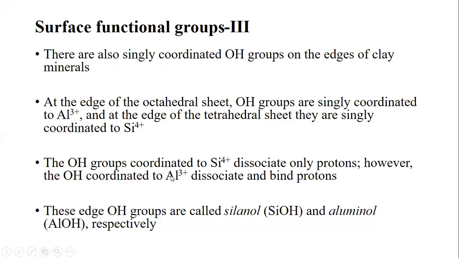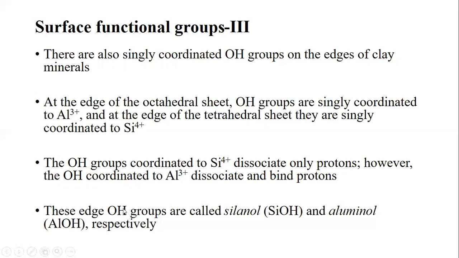The OH groups coordinated to silicon dissociate only protons. So they only give you protons. However, the OH coordinated to Al dissociate and bind protons. They take protons. Dissociate and bind, that means they can do both. But for the silicon, they dissociate only protons. They do not bind protons.